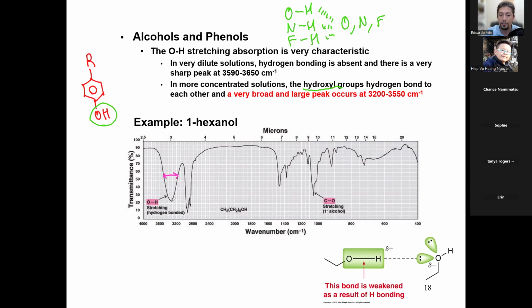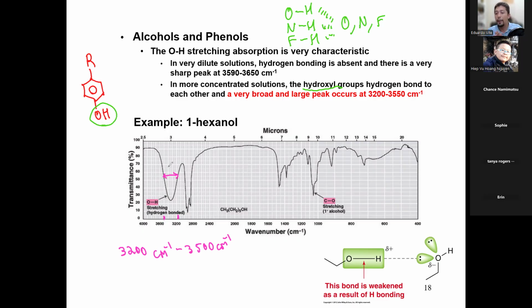So this is a broad, strong signal that starts at around 3200 and it ends at around 3500. So 3200 wave numbers to 3500 wave numbers, right? Or inverse centimeters. You can say either one. And so OH, it always looks like this. Of course, there's exceptions, but you're always going to find it in that region. It's always going to be strong and it's always going to be broad, right?